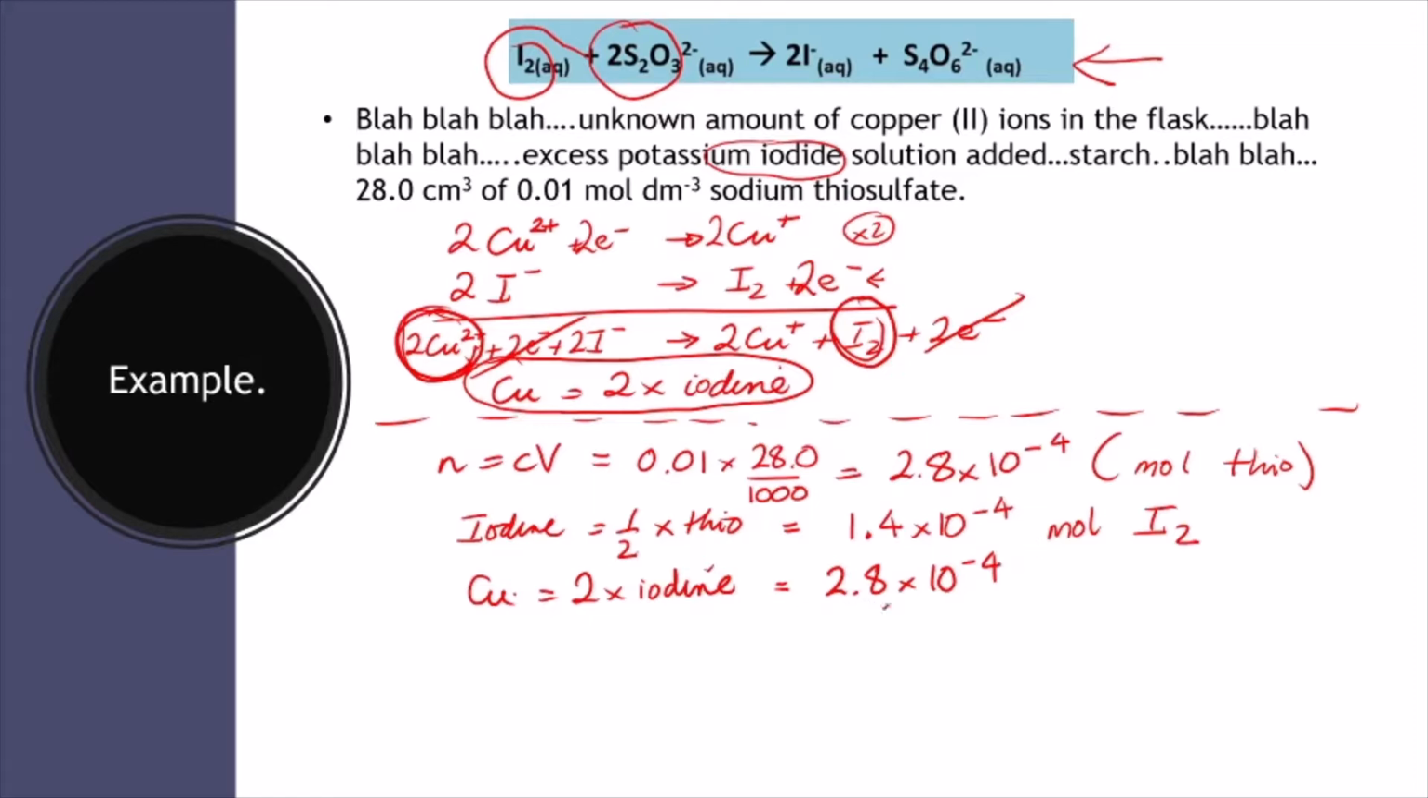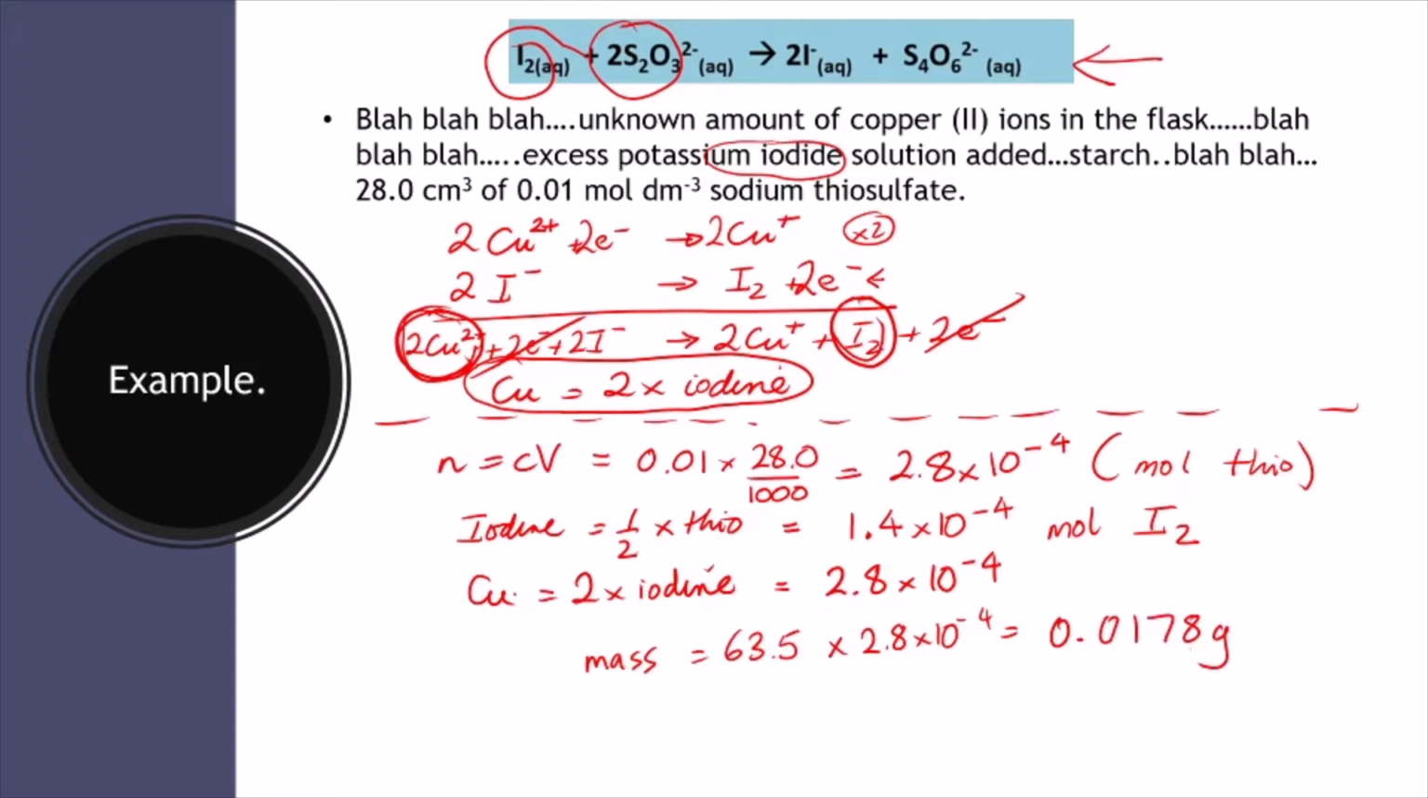So we've got right back to the beginning here. We've worked out how many moles of copper ions were in the flask, and quite often what they're interested in is the mass of that. So that will be 63.5, which is the relative mass of copper, times the number of moles of copper. So I'm going to times that by 63.5, and that will be 0.0178 grams.